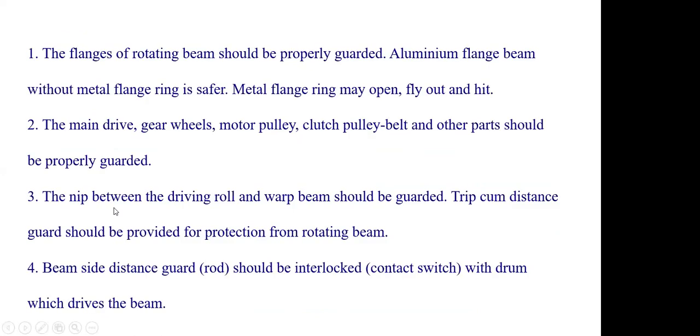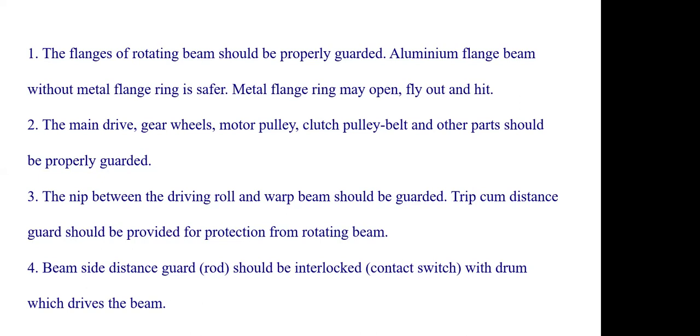With respect to the wrapping, what will happen? The flanges of the rotating beam should be properly guarded, and an aluminum flange beam without a metal flange ring is safer, as a metal flange ring may open or fly out and hit. So the rotating beam should be properly guarded, otherwise there will be a chance of that rotating part flying up. And the main drive, gear wheels, motor pulley, clutch pulley belts, and other parts should be properly guarded. These are general parts present in all kinds of rotating machinery.